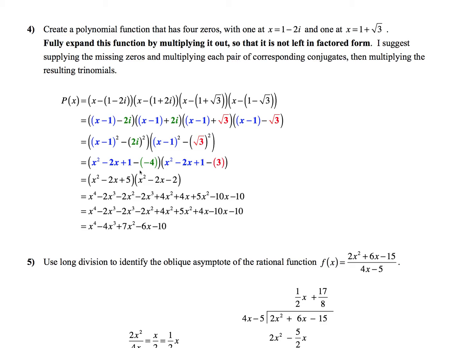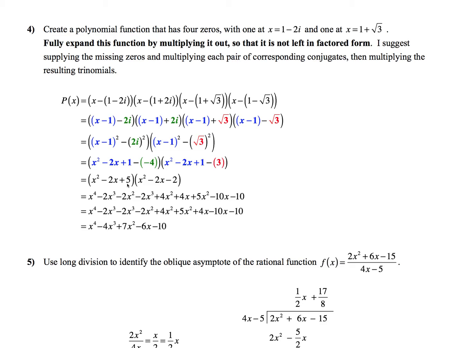So x squared times x squared gives us x to the 4th. x squared times negative 2x gives us negative 2x cubed. x squared times negative 2 gives us negative 2x squared. So we've multiplied this x squared times everything in here. Now we move on to the negative 2x. Negative 2x times x squared is negative 2x cubed. Negative 2x times negative 2x is positive 4x squared. Then negative 2x times negative 2 is positive 4x. And now we've multiplied this term in this trinomial times all of these terms.